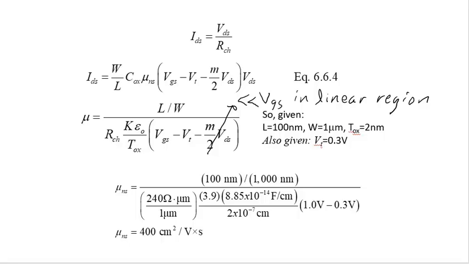For our channel resistance, I just used 240 ohms, but that's only coincidental because the width is 1 micron. If the width were something else, then I would have to use that. But the width is 1 micron. Remember, you take the 240 ohm microns divided by the width of the channel, and then you have the channel resistance. 3.9 is the dielectric constant for silicon dioxide, so that's in there, as is the oxide thickness of 2 nanometers. And we have the electron surface mobility of 400 square centimeters per volt second.